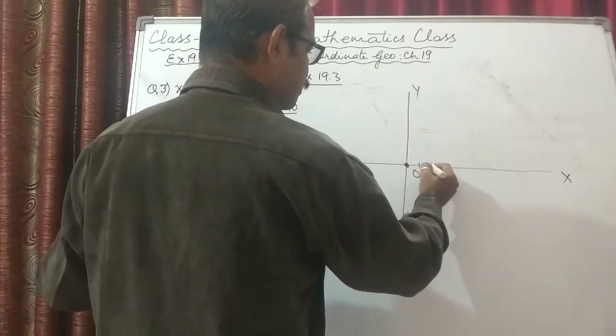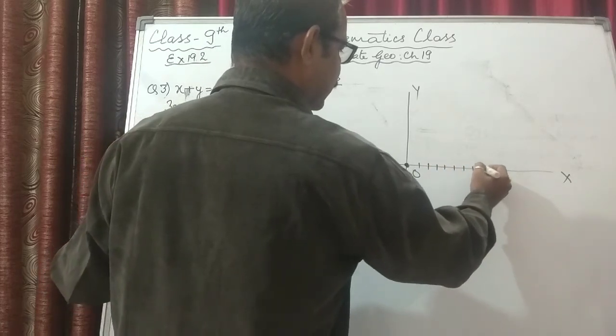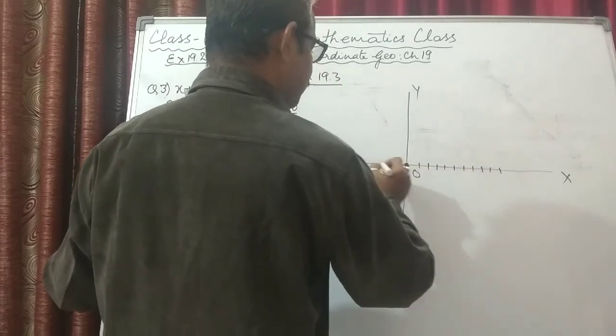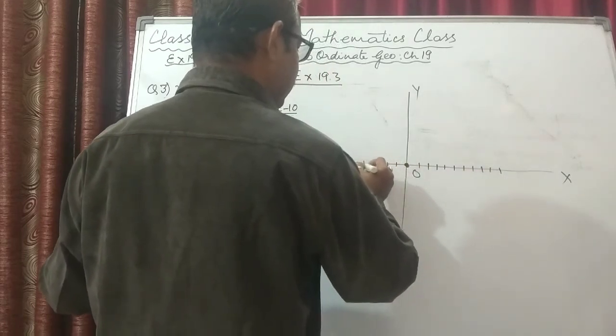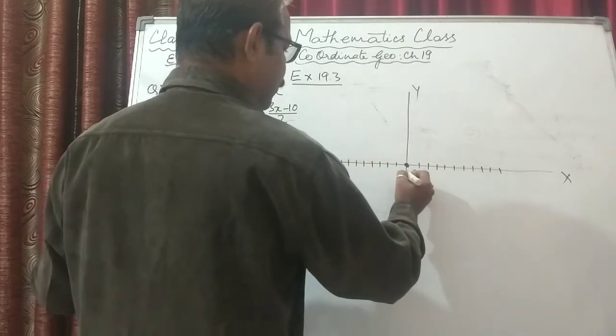So 1, 2, 3, 4, 5, 6, 7, 8, 9, 10. Minus 1, minus 2, minus 3, minus 4, minus 5, minus 6, minus 7, minus 8, minus 9, minus 10.